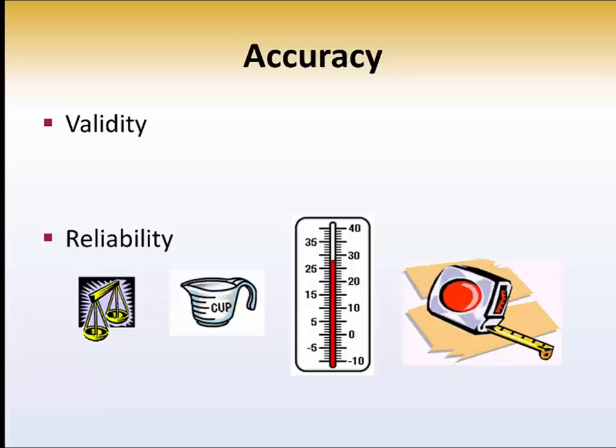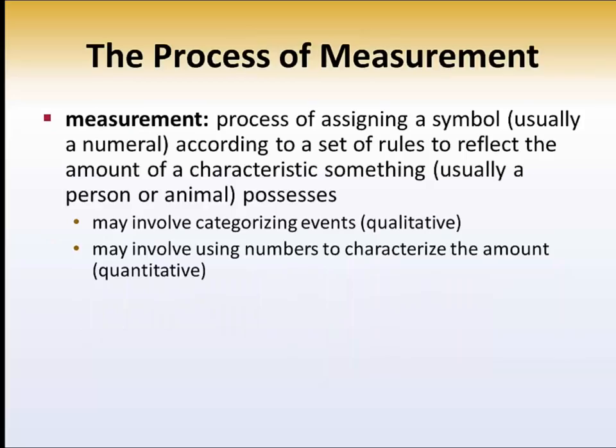So let's talk briefly about the measurement process. What is measurement? Measurement is the process of assigning some symbol, and this is almost always a number, according to some set of rules to reflect the amount of a characteristic that something possesses. That something is usually a subject in a study. It could be a person or it could be an animal.